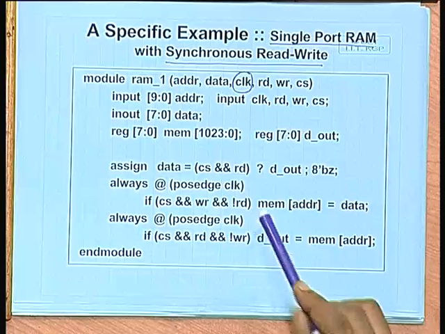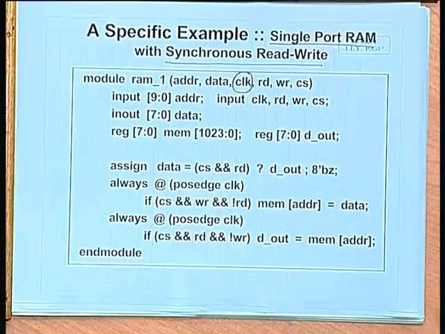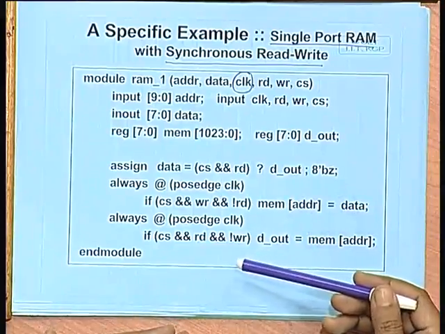There is only one thing: this is explicitly done because when you are not doing any read or write, I want the data line to be tri-stated. This is one way of doing that, you can do it in some other way also, that when the chip is not selected or neither read nor write is active, we want the output data lines to be tri-stated. This is just one way of doing it, not the only way.